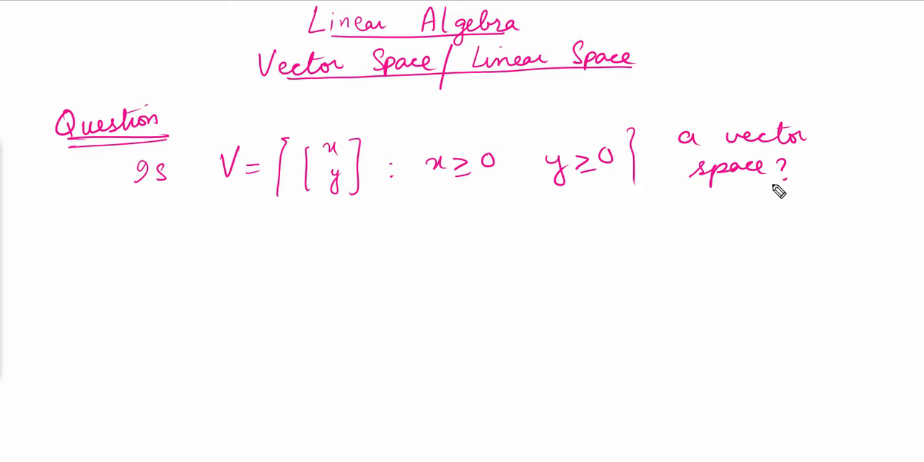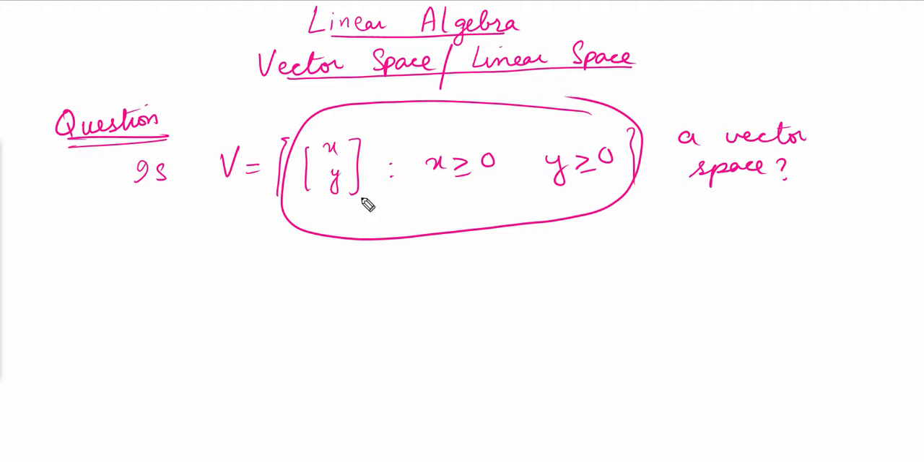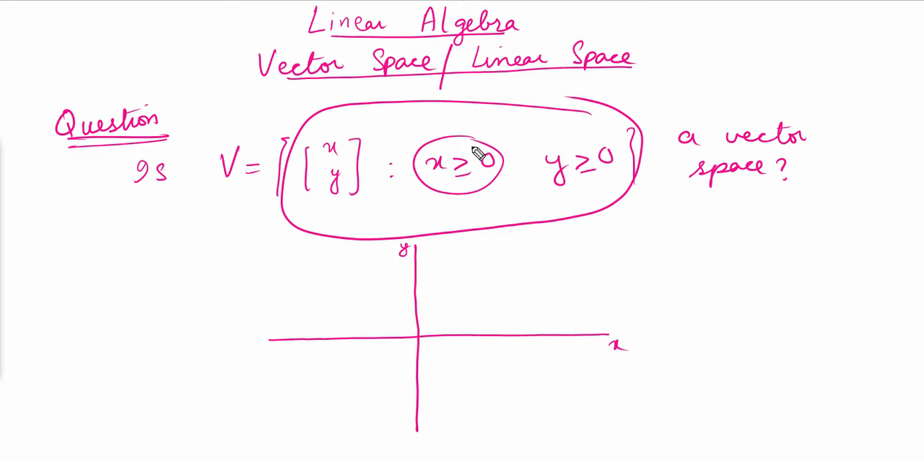So first of all, we have to identify the region that has been described by this expression. So here is my y-axis, here is my x-axis. So the region that has been described is x greater than or equal to 0 and y greater than or equal to 0. So that region is over here. This is the region where y is greater than or equal to 0 and x is greater than or equal to 0. So we have to see whether this space can be described as a vector space or not.